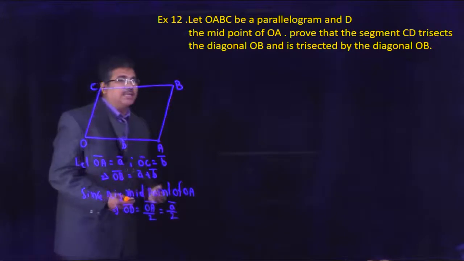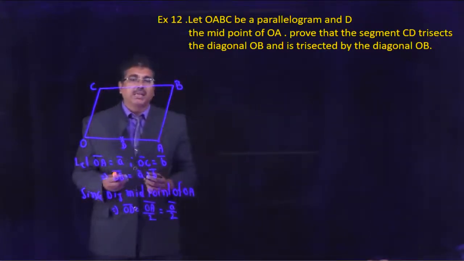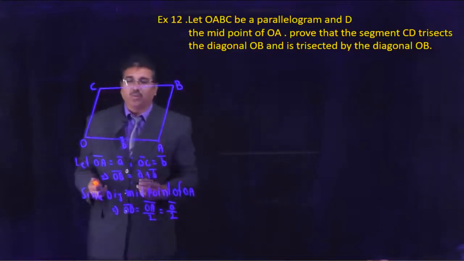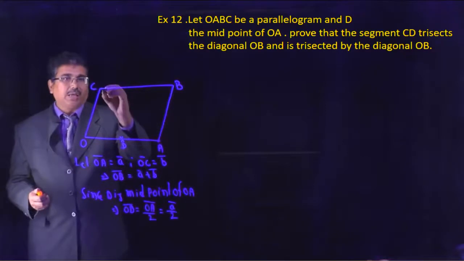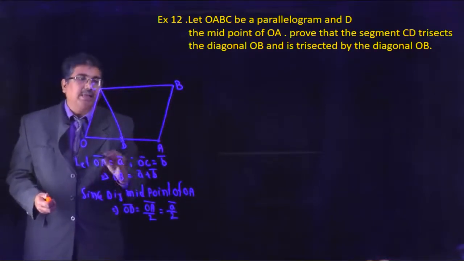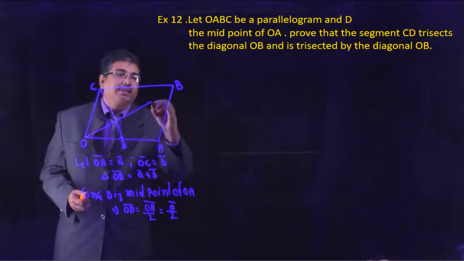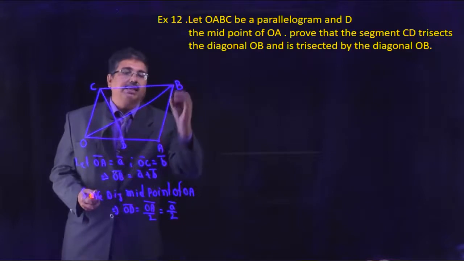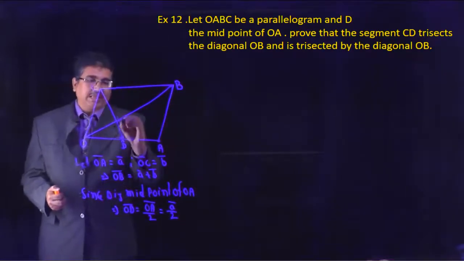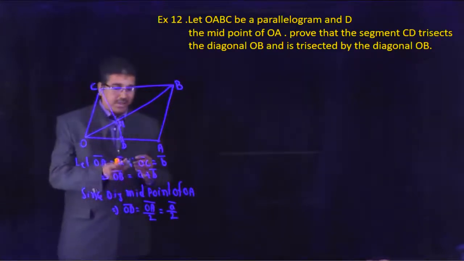Right? That is the position vector of D. Prove that the segment CD trisects the diagonal OB. Right? This is CD. CD trisects the diagonal OB. Suppose let it be M.